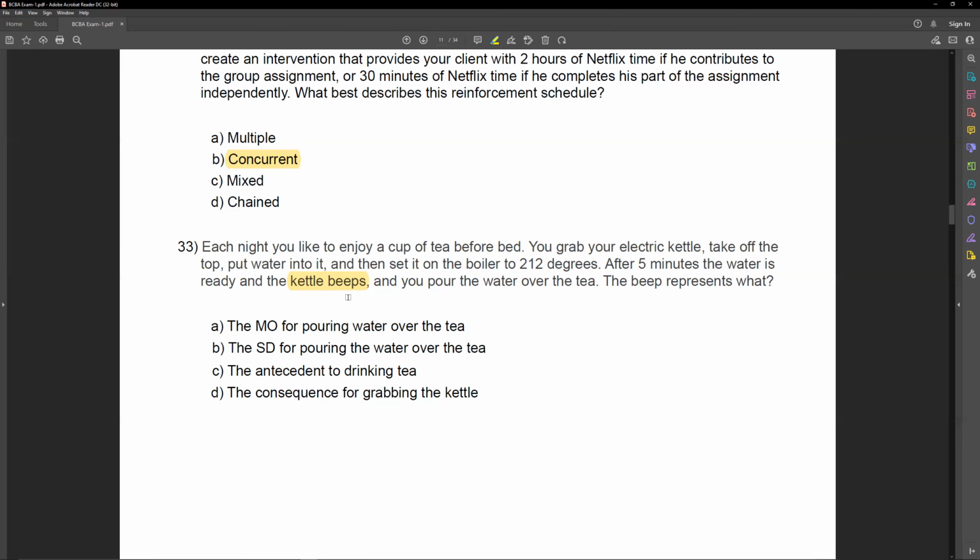The motivation is already there. You want to pour the water to make your tea, okay? But until the kettle beeps, right, you know there's no reinforcement available. And that's the key. The kettle beeping is the SD. It's signaling reinforcement is now available for pouring the water over the tea. So the beep represents the SD in this scenario.